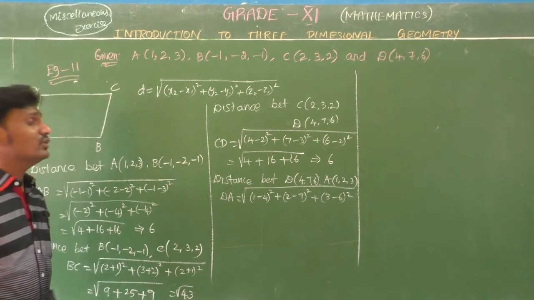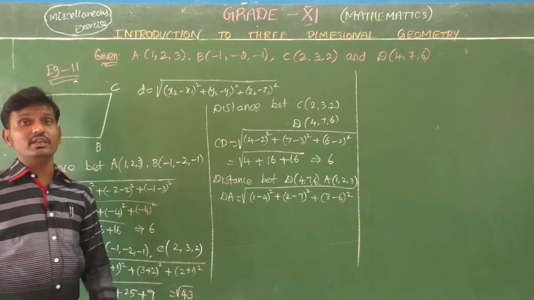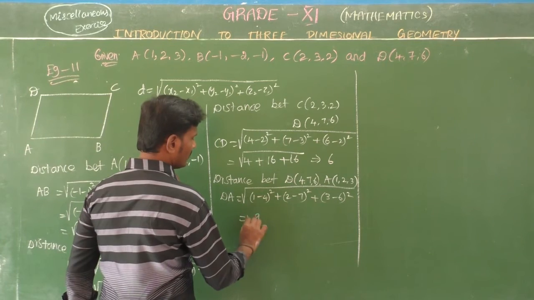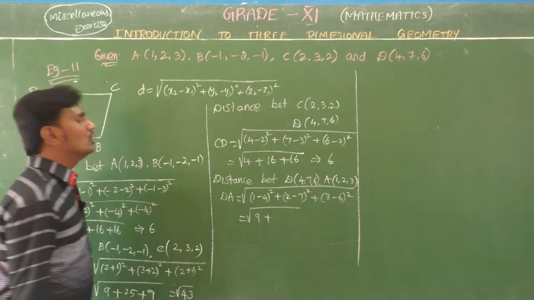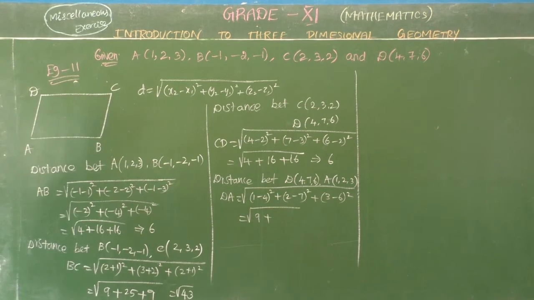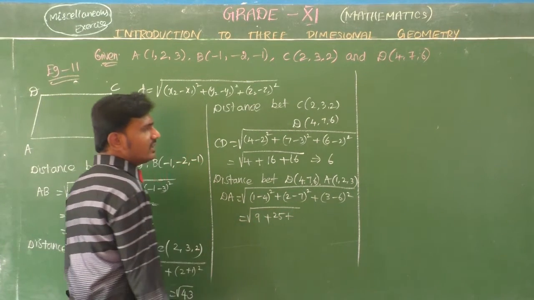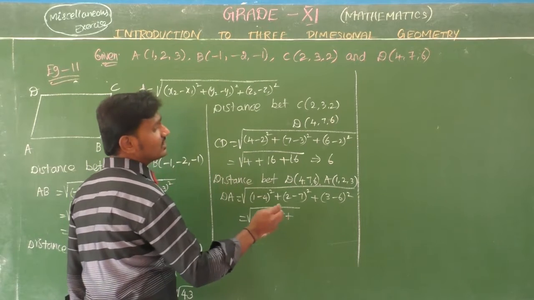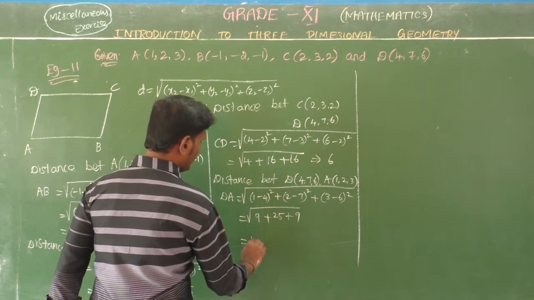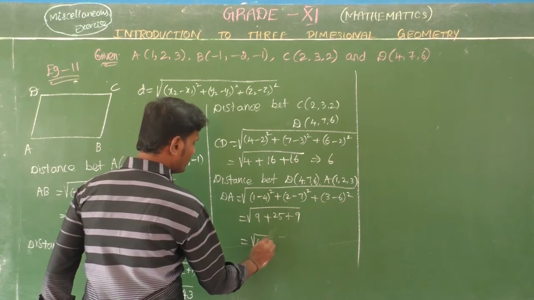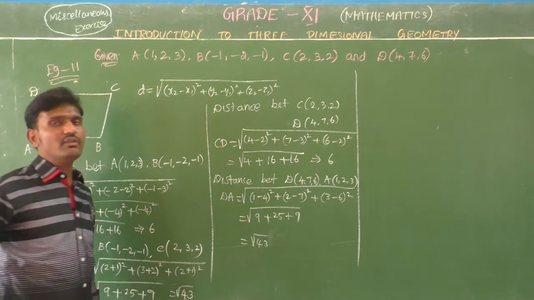So 1 minus 4 the whole square is minus 3 square. So minus 3 the whole square means what will come? 9 only. Plus (2 minus 7) the whole square is minus 5 the whole square, that is 25. Then (3 minus 6) the whole square is minus 3 the whole square, that is also 9. So 9 plus 25 plus 9, we have 43, square root of 43.